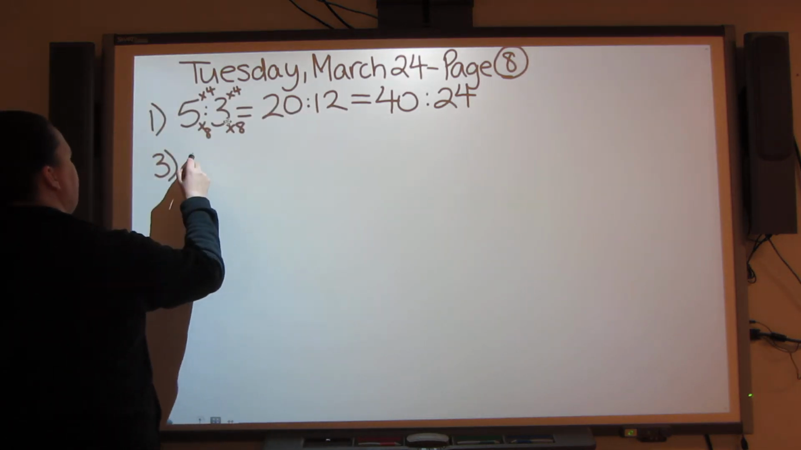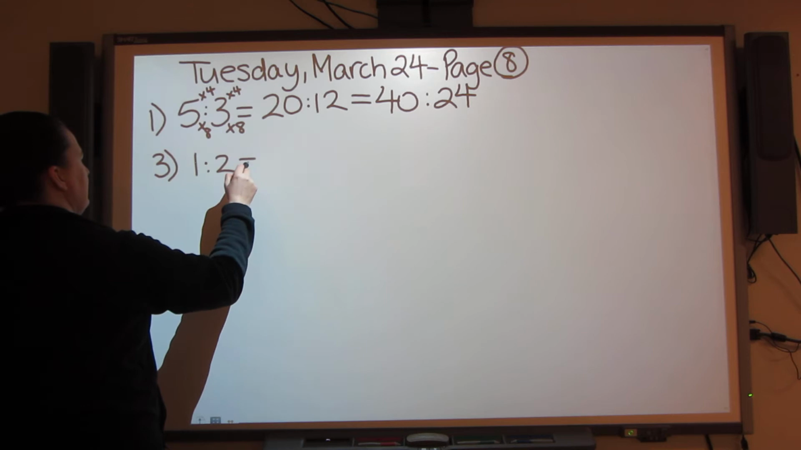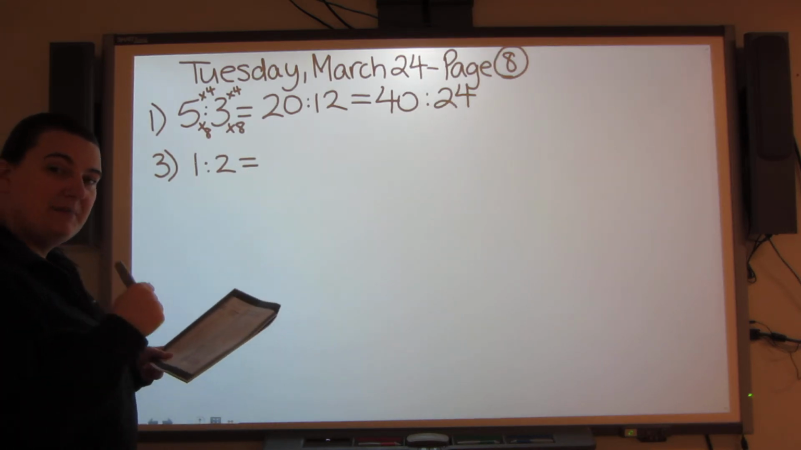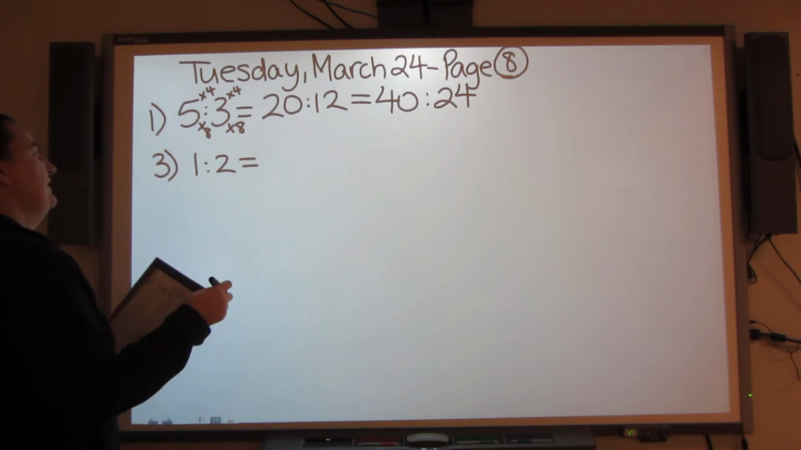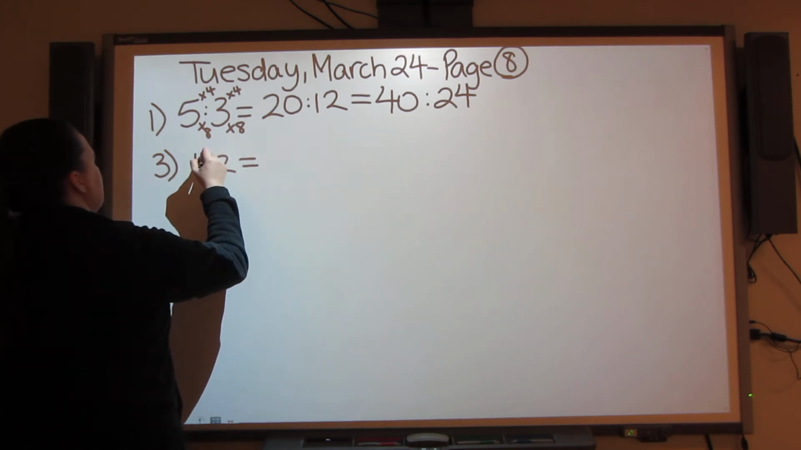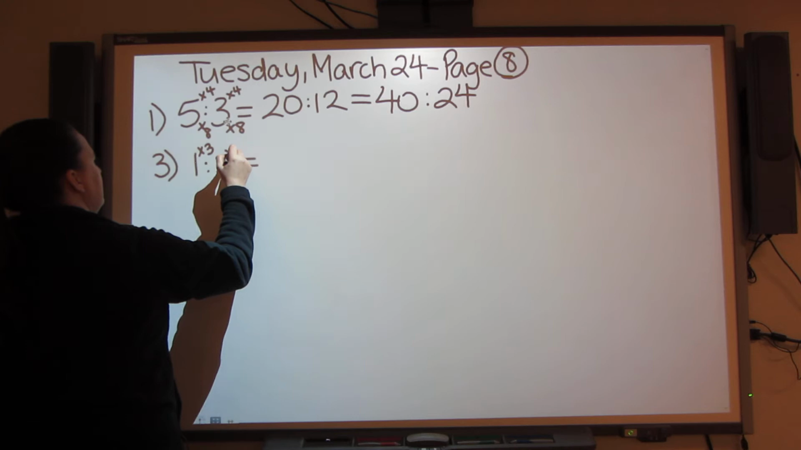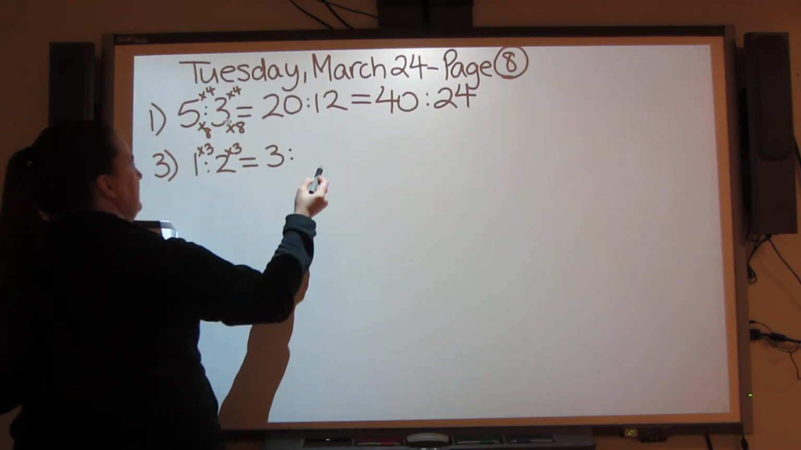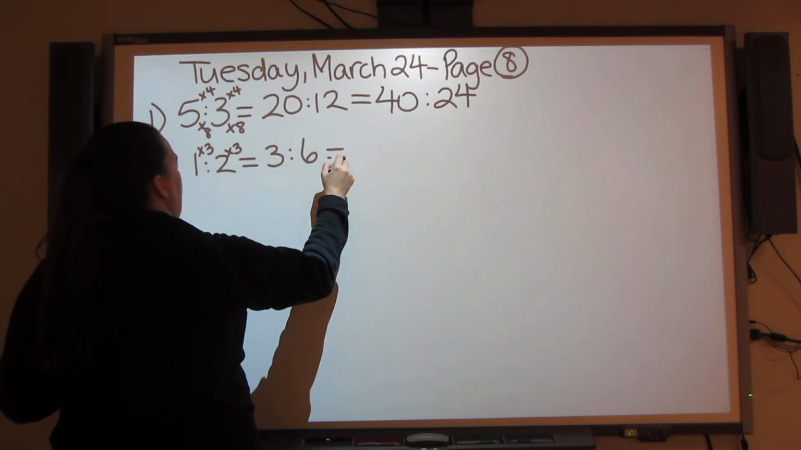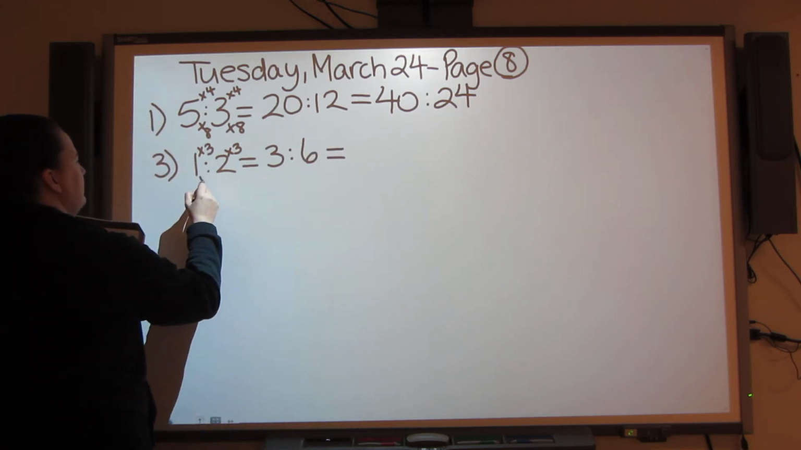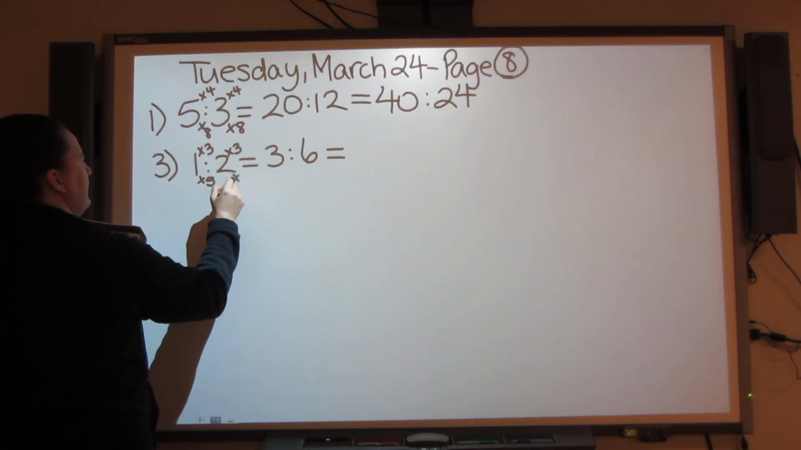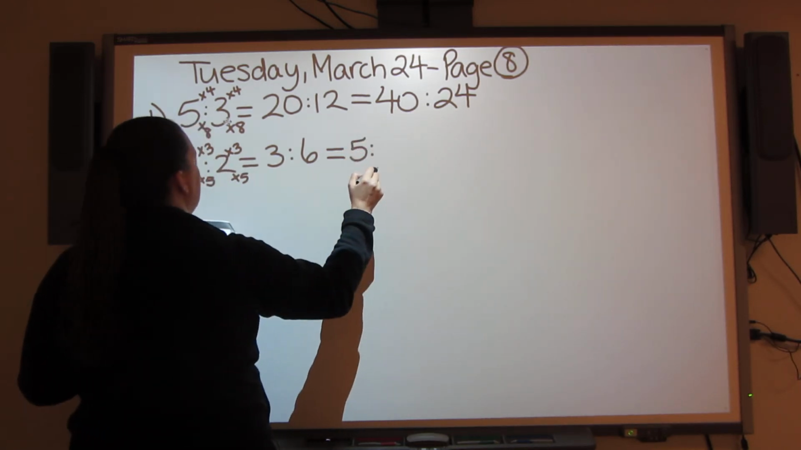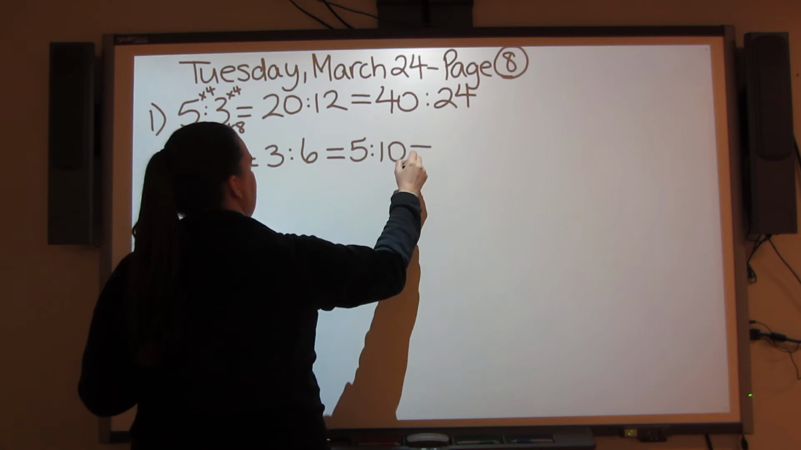So number 3, I have 1 to 2. So again, you're going to just choose a number and multiply both of them by the same number. So 1 times 3 is 3. 2 times 3 is 6. And then I'll choose another number, 5. 1 times 5 is 5. 2 times 5 is 10.